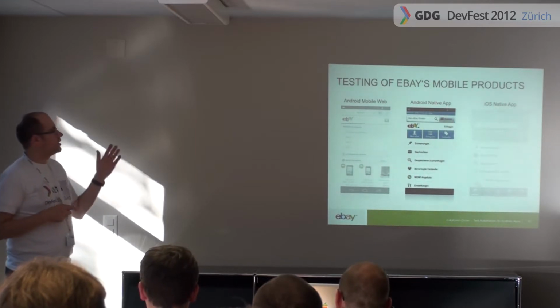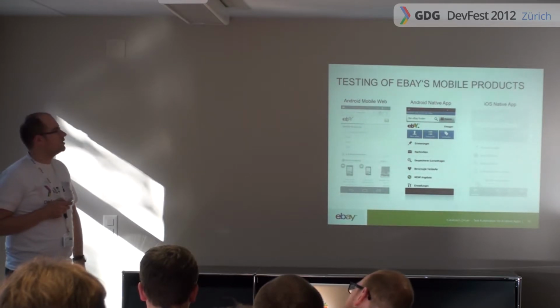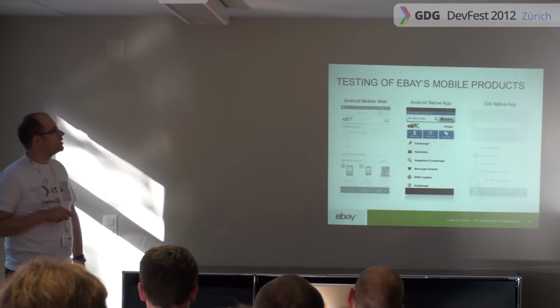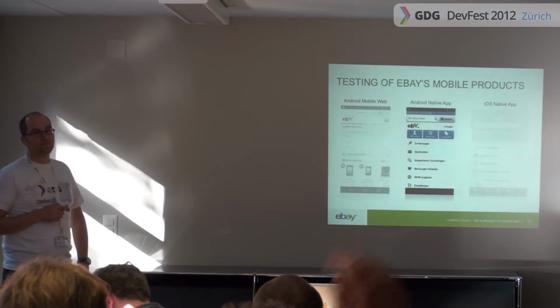So for the mobile web, we use WebDriver. For Android native app automation, we use calabash-driver. And for the iOS native app automation, we use the iOS driver.